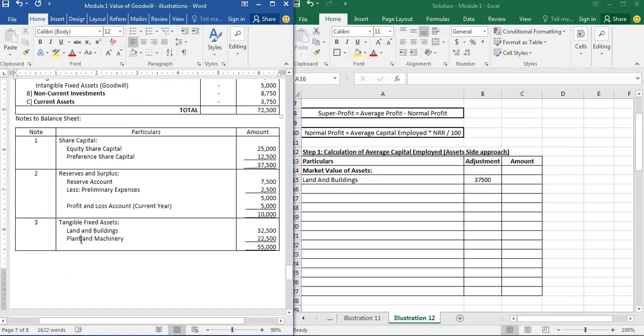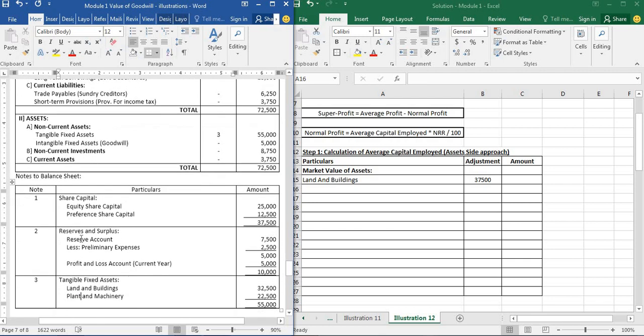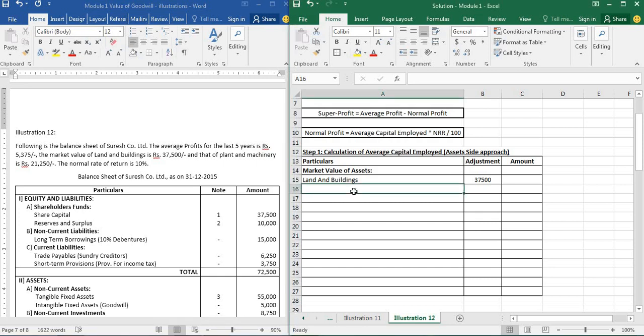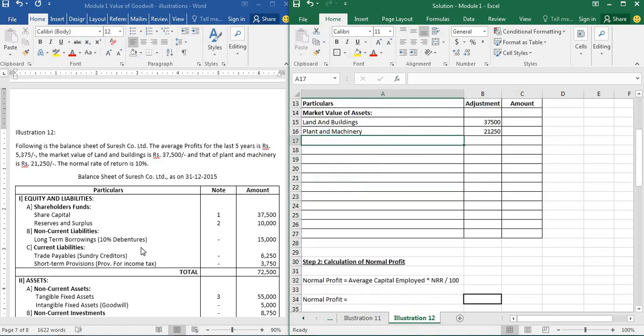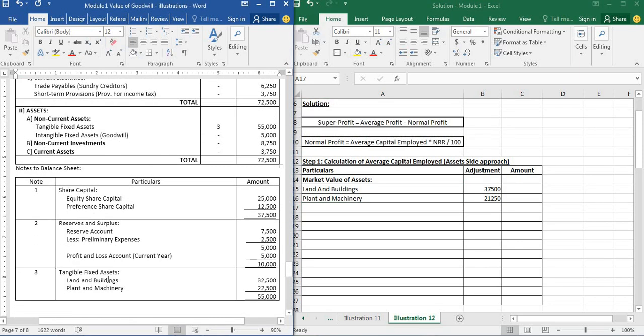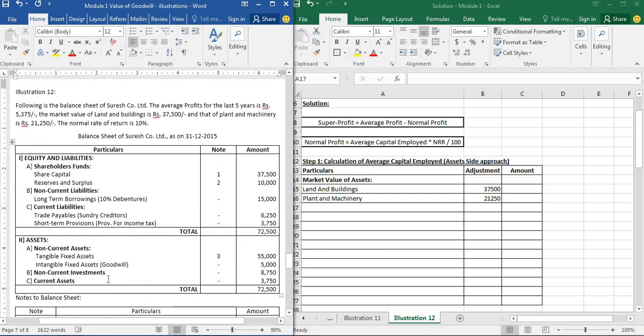And the next asset under note number 3, this is the last one, which is plant and machinery. 22,500 in the balance sheet. However, plant and machinery's market value also is provided in the first paragraph. So we'll take that. Plant and machinery is valued at 21,250. Give me just a minute, guys. Okay, so note number 3 is done. Are we done? Let us check. Note number 3: land and building, plant and machinery. That is all. So we are done with note number 3.